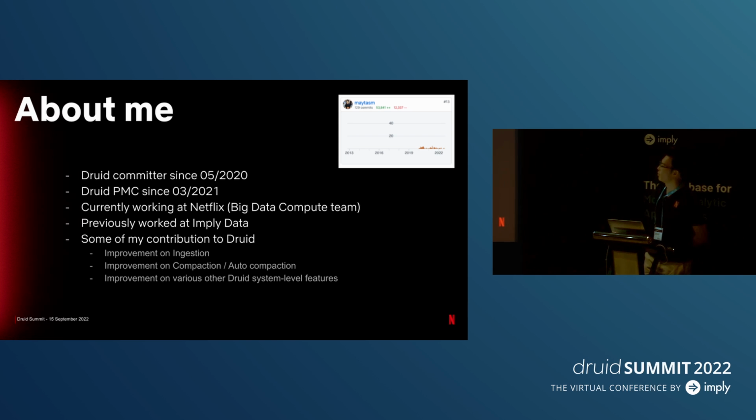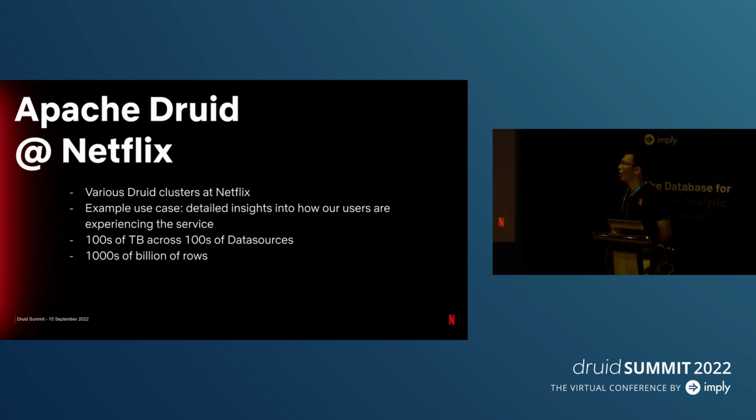So just a little bit about me. As mentioned, I used to work at Imply Data, and currently I'm with Netflix in the Big Data Compute team. We work on things like Spark, Trino, Druid, obviously. And for myself, I've worked on ingestions, compaction, auto-compaction, and various other Druid system-level features like auto cleanup, auto queue, and things like that.